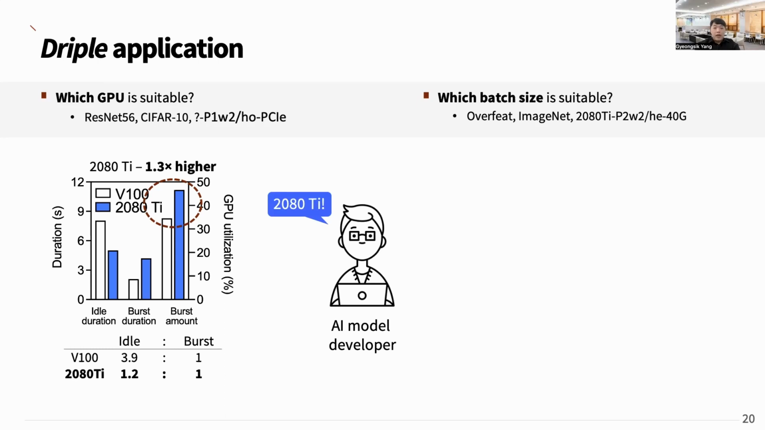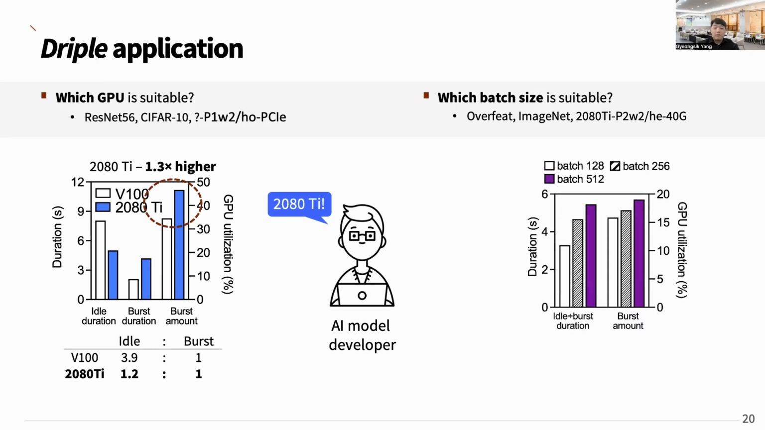Second, assume that the developer trains an overfit model with two 2080 Ti GPUs. To decide which batch size to use in training, the developer can compare the prediction results for the 3 different batch sizes. First, Dribble predicts that 2080 Ti is sufficient for all 3 batch sizes, so the developer can choose any batch size from the 3.